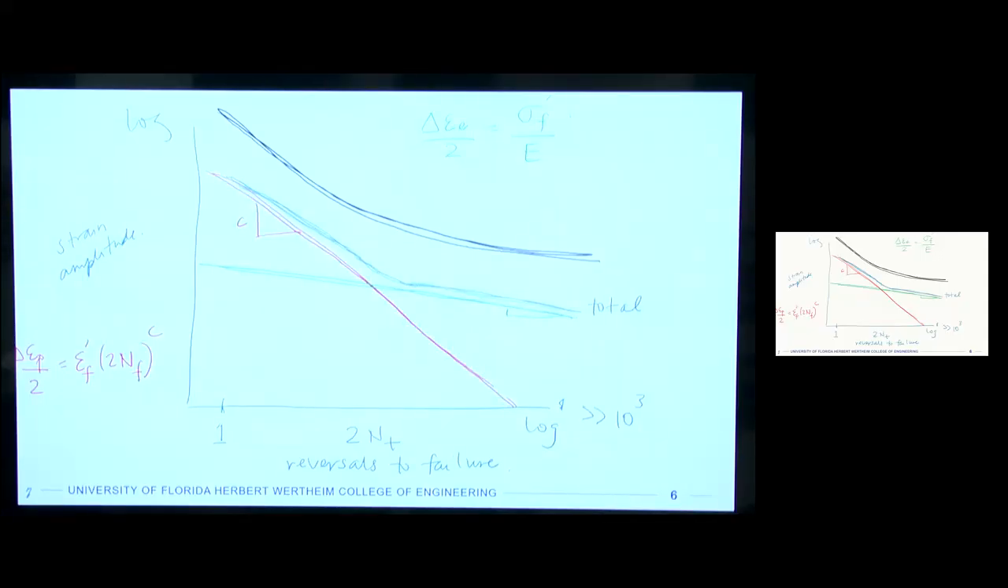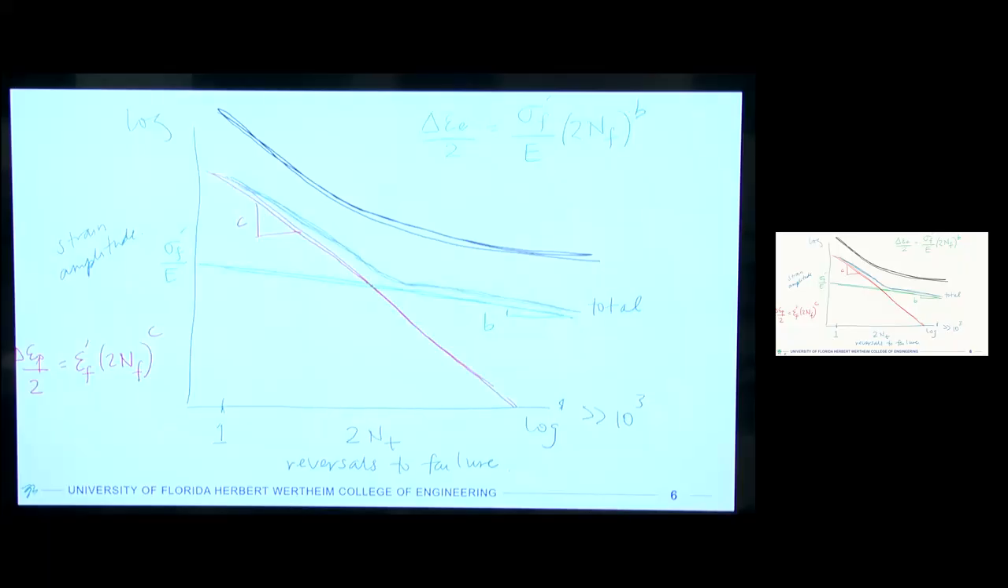It should be, anyway. And then we still have 2Nf in here, so we can put it on the same plot. And instead of c, we'll give it an exponent of b. Okay, so I'm going to put that on the plot right there. And where it hits the y-axis should be the elastic strain. So it should be sigma prime f divided by the modulus. And so this is a really good conceptual way of thinking about these things and how they sum together.